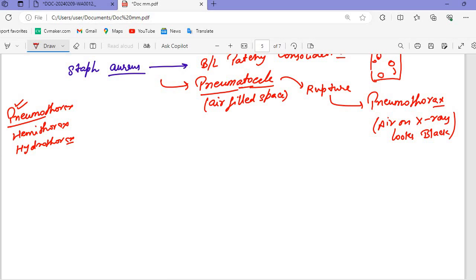Maybe in the whole lung it can be filled, the hemithorax or the hydrothorax. Then it can be the hydropneumothorax. Hydropneumothorax.